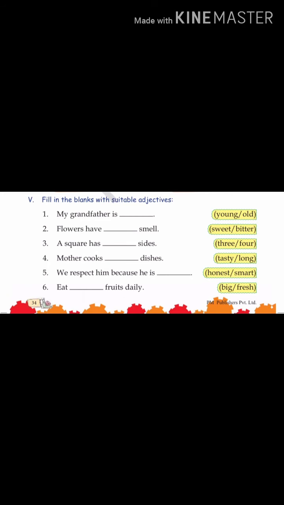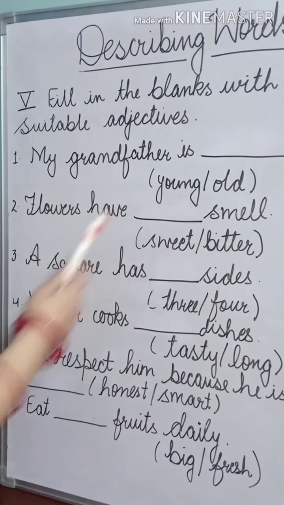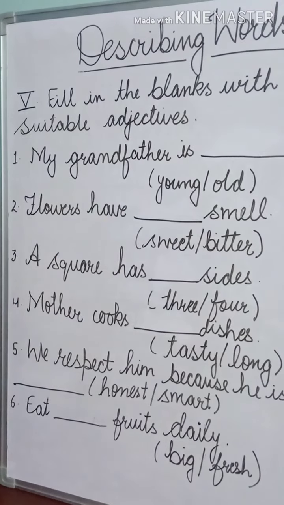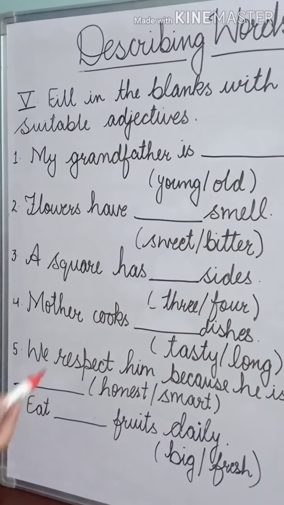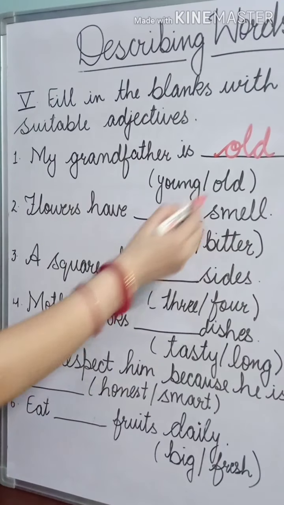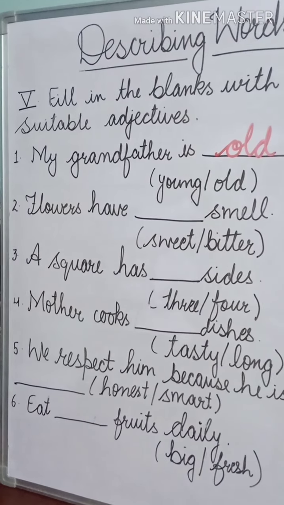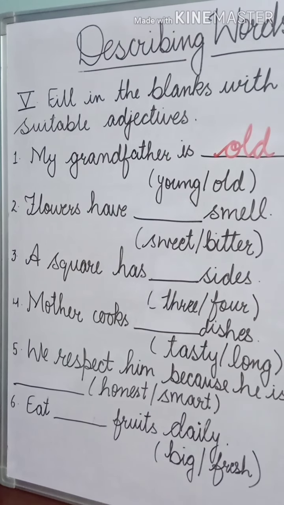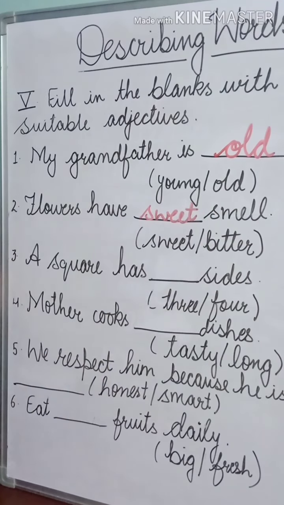Now, the fifth part is filling the blanks. Here we have to fill in the blanks by choosing the adjective from the given options. Okay. First one is, my grandfather is dash. So, is your grandfather young or old? Yes, it's old because you are young and your grandfather is old. Next, flowers have dash smell. So, how do flowers smell? Is it sweet or is it bitter? Flowers have sweet smell.